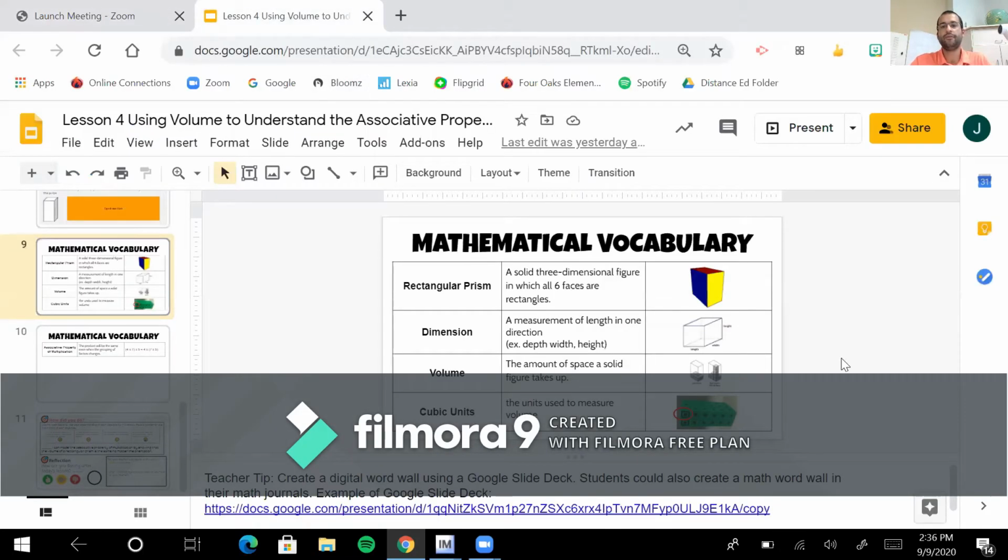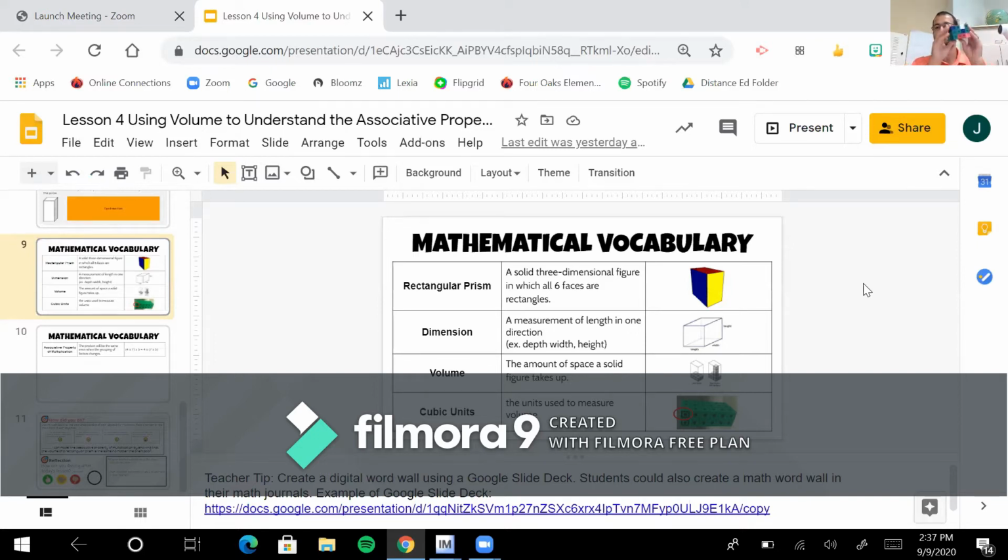Okay, so here's our math vocabulary for this unit. Let's talk about what we've discussed so far. Rectangular prism: a solid three-dimensional figure with six faces that are rectangles. So here's an example. It's got 1, 2, 3, 4, 5, and 6 different faces, and a face is something where you can see a whole side just like that. Dimension is a measurement of length in one direction. In this specific prism here, my height is 3, my width is 4, and my length on this side is 3. So this is a 4 by 3 by 3 rectangular prism.